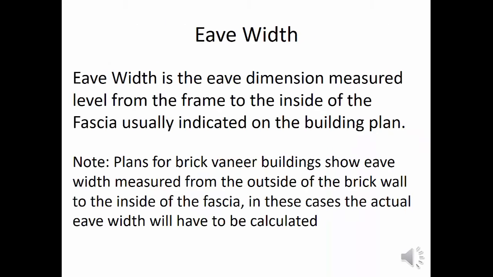Eave width is the eave dimension measured level or horizontally from the frame to the inside of the fascia. It's usually indicated on the building plan, but it's important to note plans for brick veneer buildings show the eave width measured from the outside of the brick wall to the inside of the fascia. In these cases, the actual eave width will have to be calculated as follows.